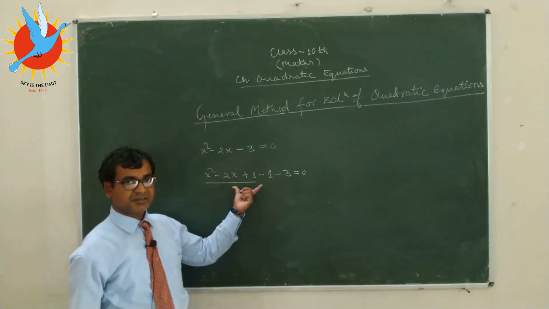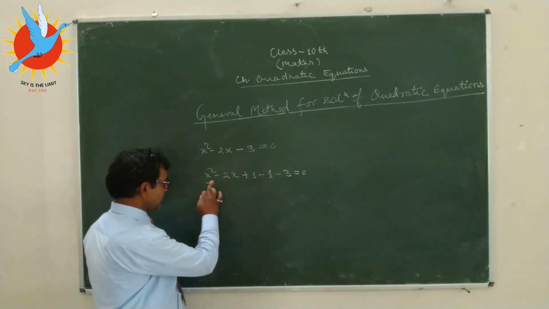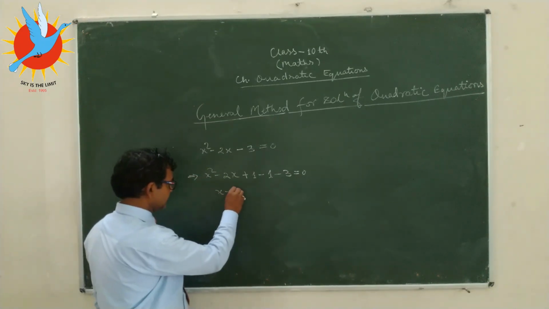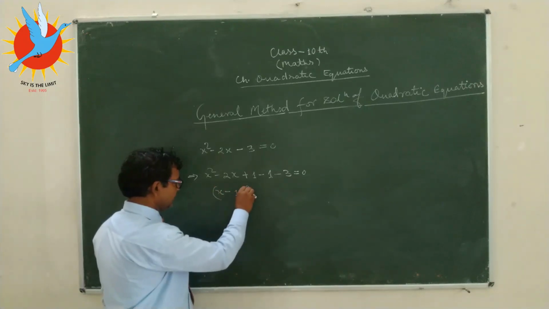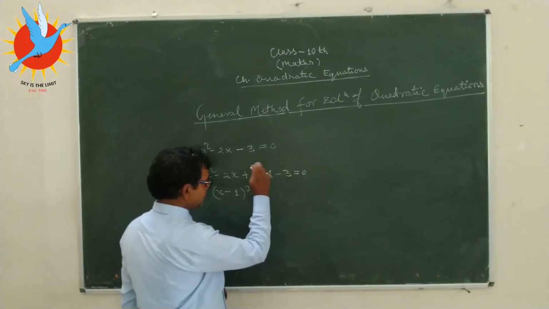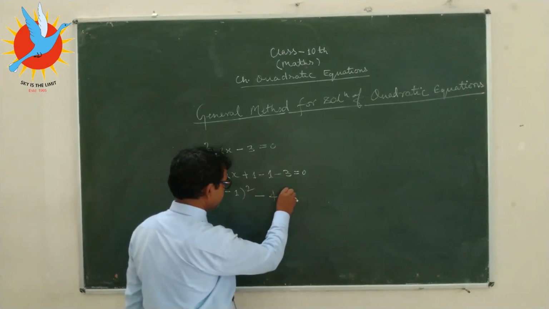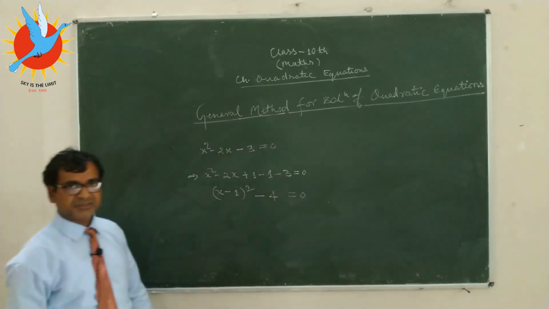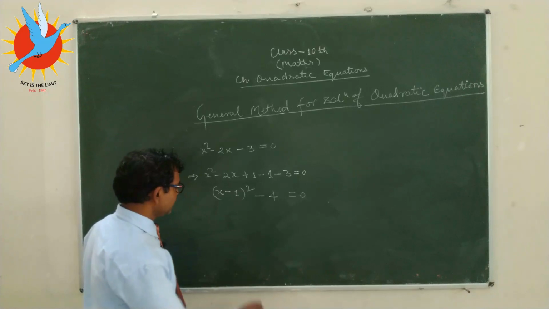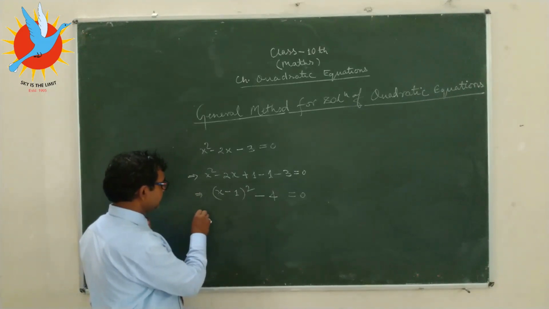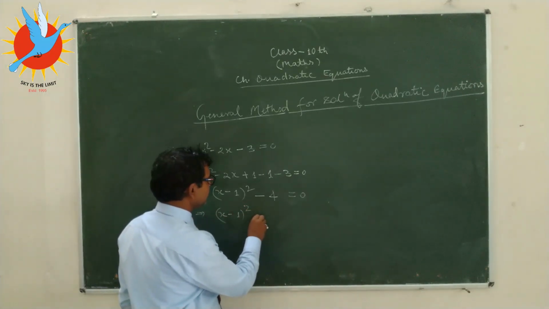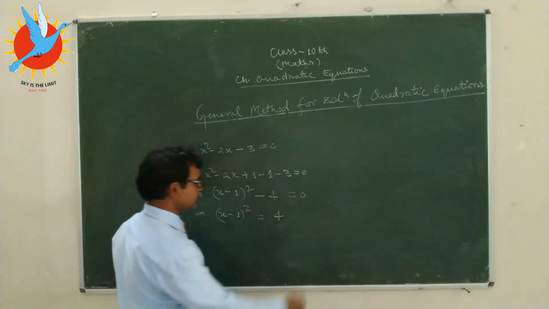If you see, this is a whole square of x minus 1. And minus 1 minus 3 will be minus 4, and this is equal to 0. Now take 4 to the right hand side. We have x minus 1 whole square equal to 4.